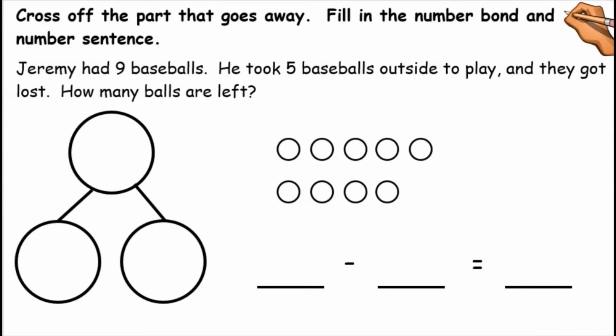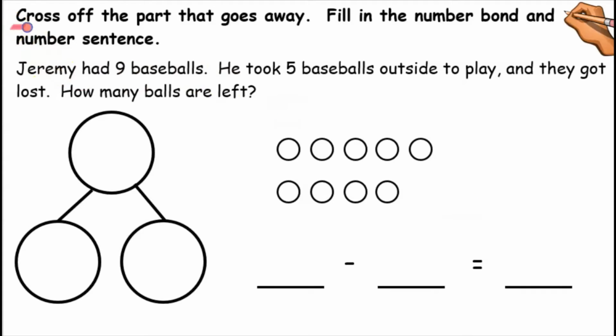All right, let's do some more work with decomposing 9 using our 5 group way. Now, yesterday we spent some time looking at pictures and objects and cubes, and today we're going to be focusing on that 5 group way. So I have a story about baseballs. Jeremy had 9 baseballs. He took 5 baseballs outside to play, and they got lost. How many balls are left? We're going to cross out the part that goes away, and then you're going to fill in the number bond and number sentence.